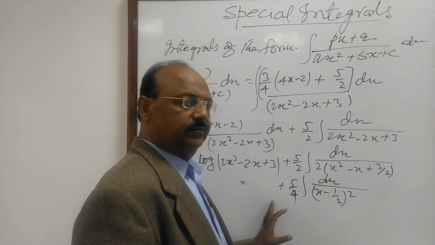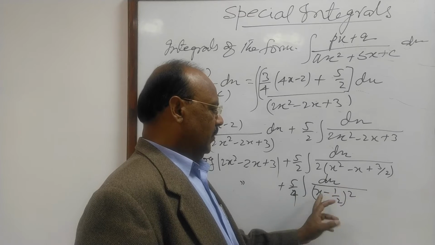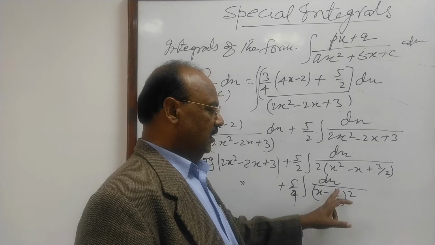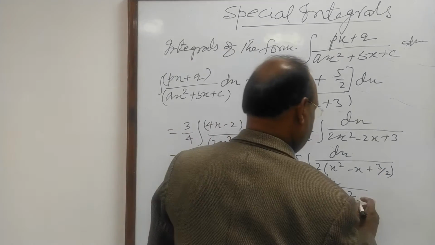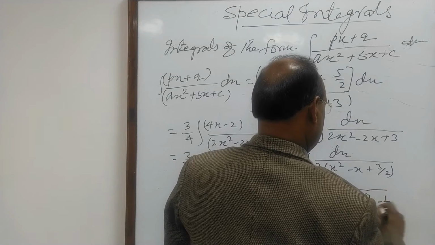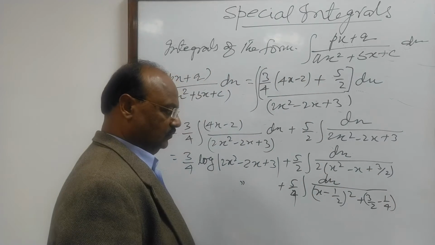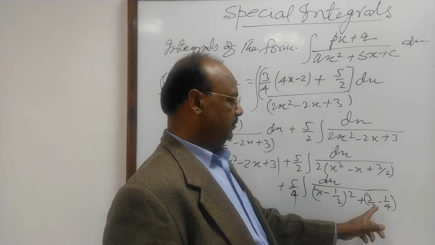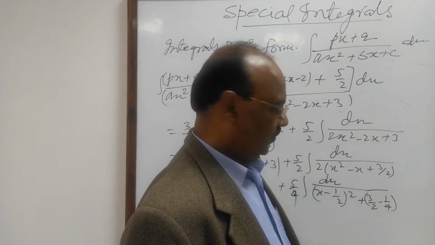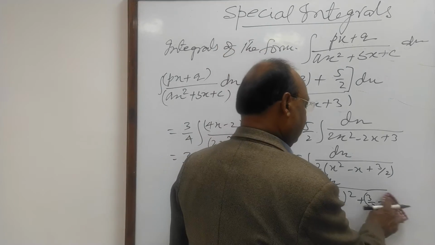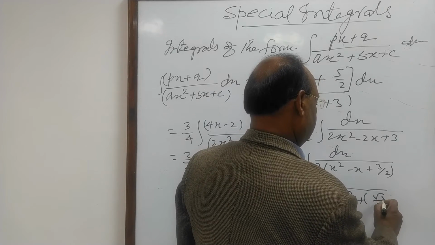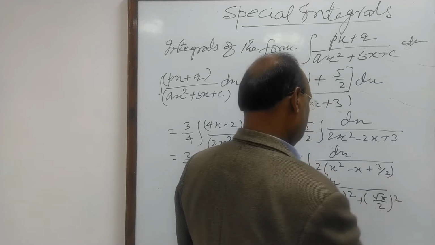we could get here x square minus twice ab, meaning minus x, and plus 1 by 4. That plus 1 by 4 will be subtracted from here. So plus 3 by 2 minus 1 by 4. This can be written as 5 by 4, or you can write it (root 5 by 2) whole square.